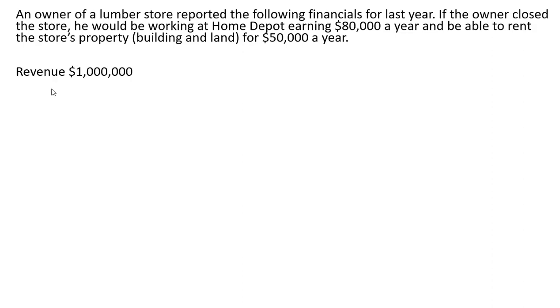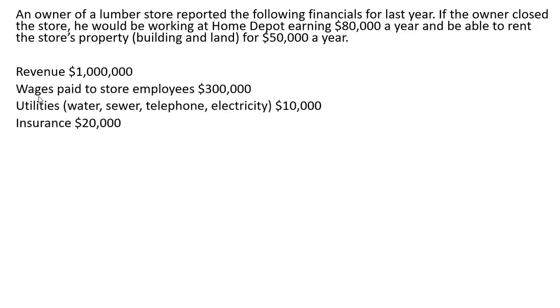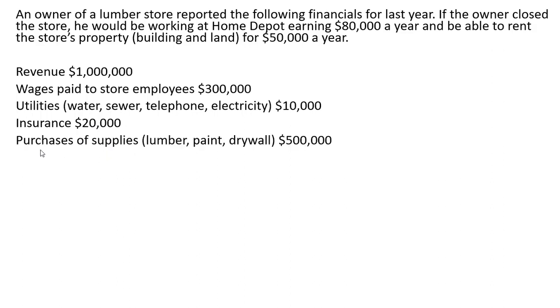So the owner's financials: revenues of $1 million for the year, and some of the costs: wages paid to store employees, utilities, insurance expenses, and purchases of supplies, the lumber, paint, and the drywall that this store sold to customers. This owner had to buy it from his wholesalers, and he spent $500,000 on that.